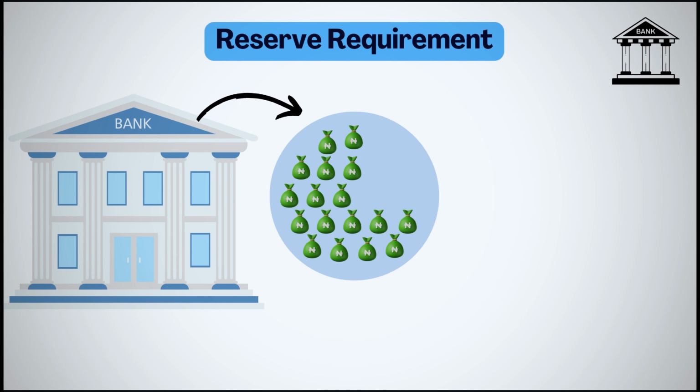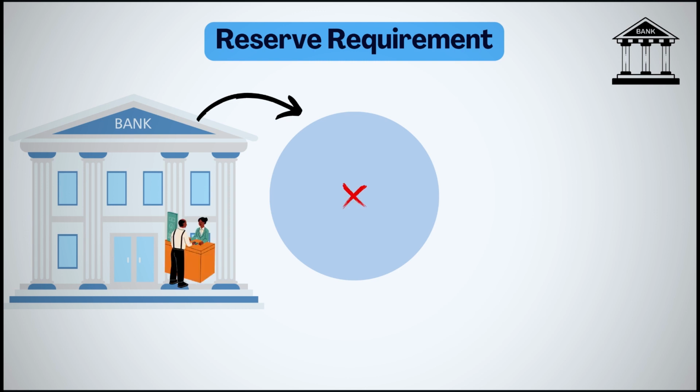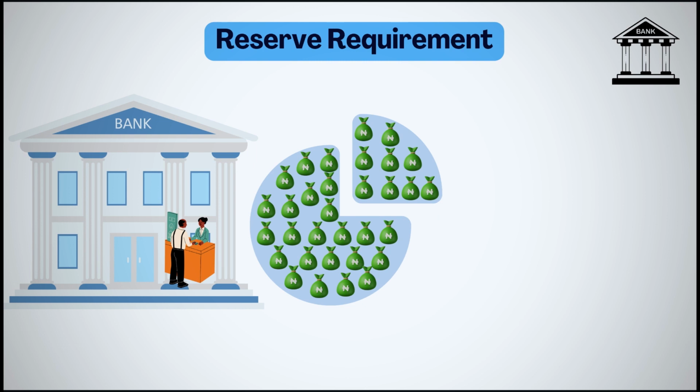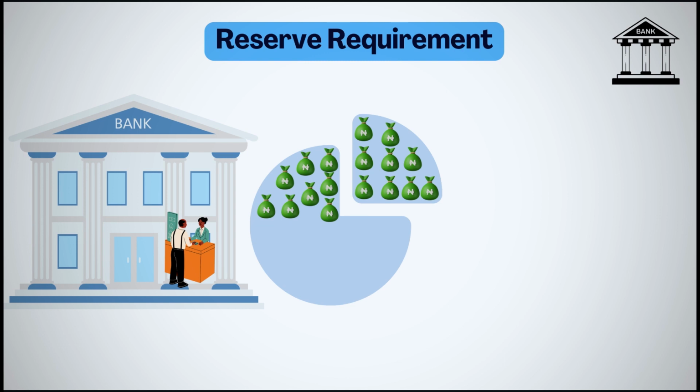Banks cannot lend out all the deposits they collect from customers, or they wouldn't have enough funds to pay back depositors upon demand. The Central Bank specifies a minimum fraction of the total deposits of customers which banks have to hold as reserves, either in cash or as deposits with the central bank. This is called the cash reserve ratio, or CRR.